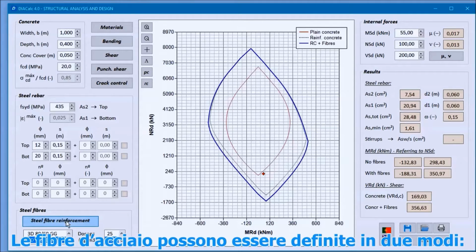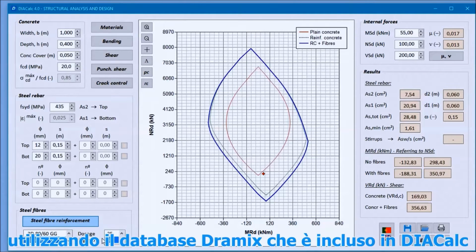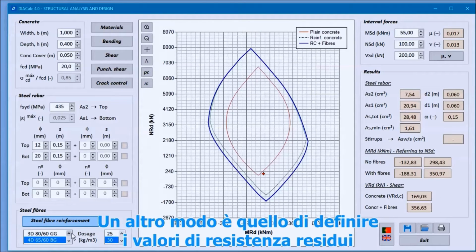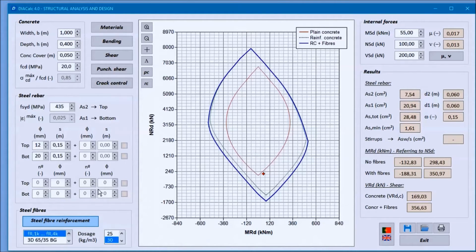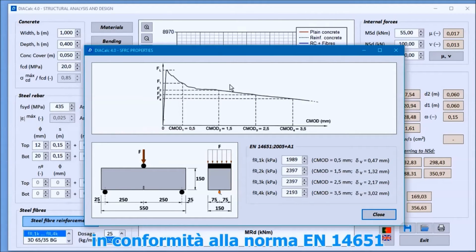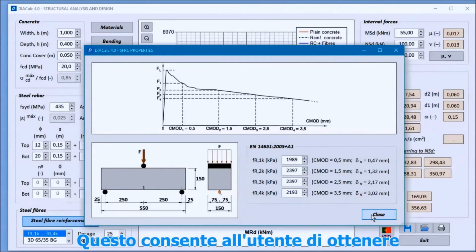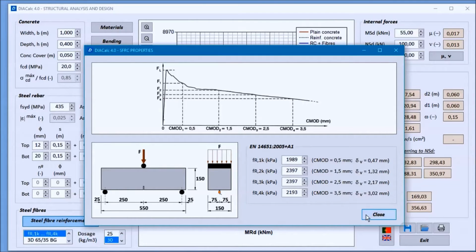Steel fibers can be defined in 2 ways. One way is to define a fiber type and a fiber dosage using the DIACalc database that is included in DIACalc. Another way is to define the residual strength values FR1, 2, 3, and 4 in accordance with the standard EN 14651, which allows the user to use any kind of steel fiber. This allows the user to use a certain number of test results, for instance, for a certain project.